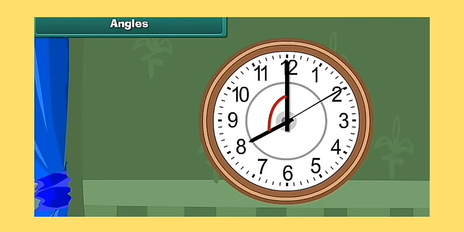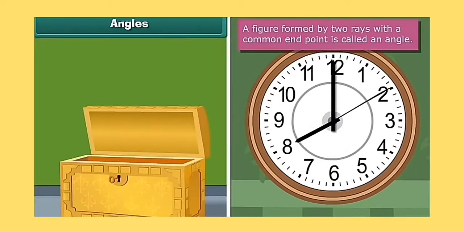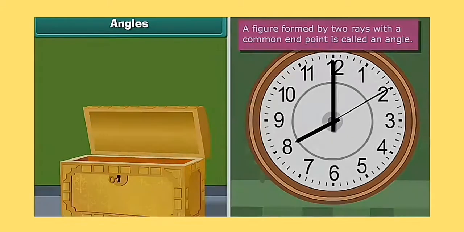So how will you define an angle? We define an angle as a figure formed by two rays with a common endpoint. You all can pause your video and write down this definition in your notebook. Write Angles, and below that you can write the definition.